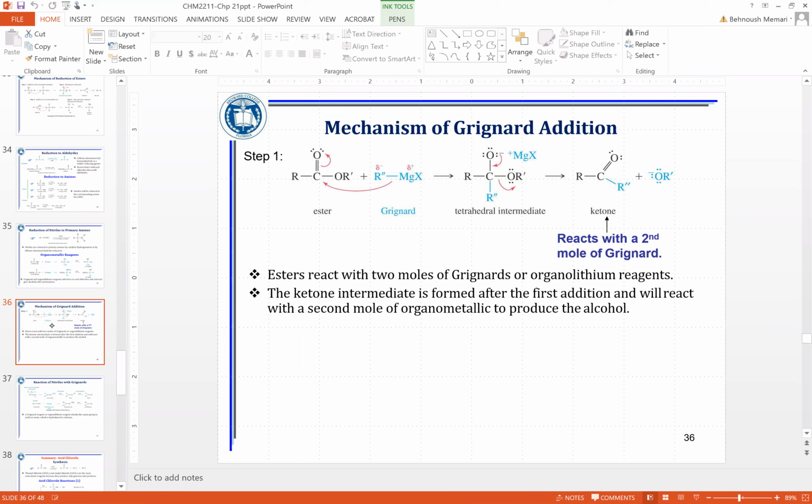So based on the mechanism for addition of Grignard to ester, the first molecule would give you ketone, and then the second molecule reacts with the ketone and gives you tertiary alcohol.